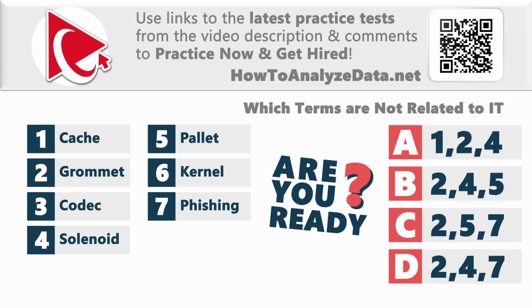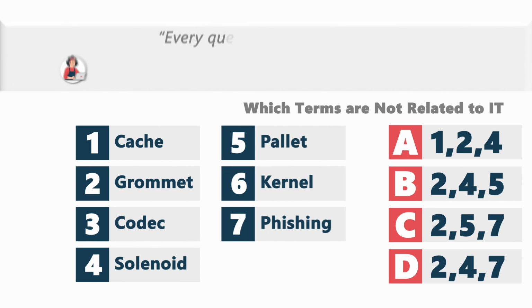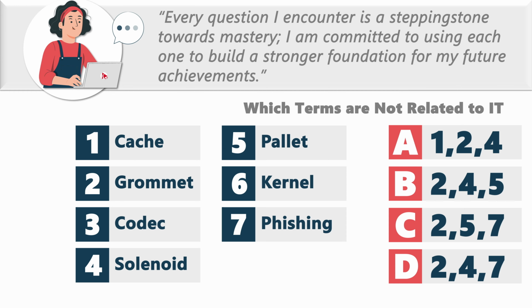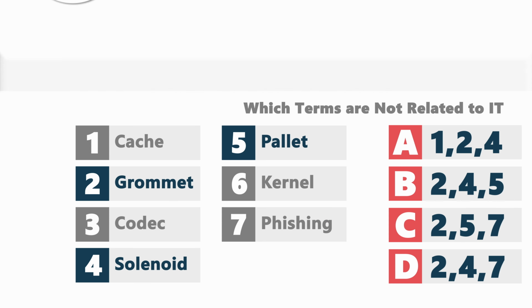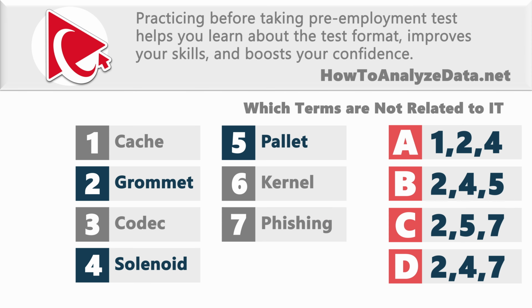Time's up. Are you ready to show your answer? Let's start solving this question by eliminating terms that definitely sound like IT terms. Number 1, cache. Number 3, codec. Number 6, kernel. And number 7, phishing. The 3 remaining terms are kind of questionable.